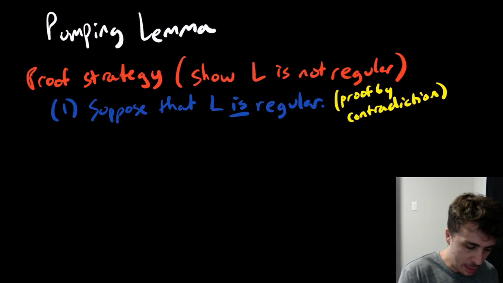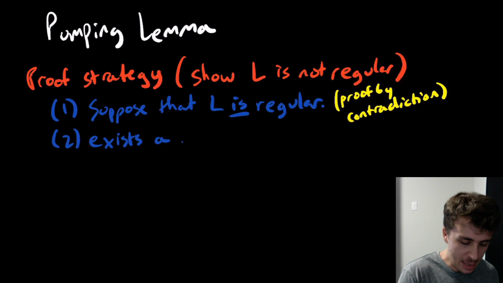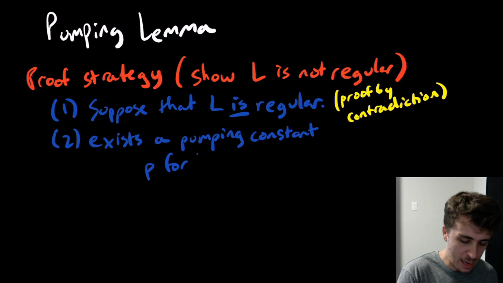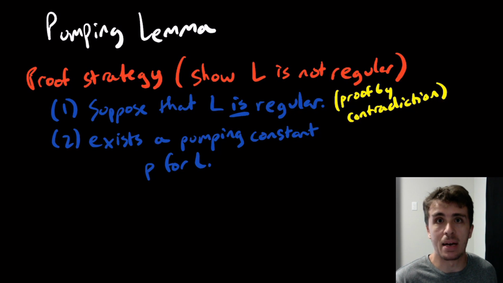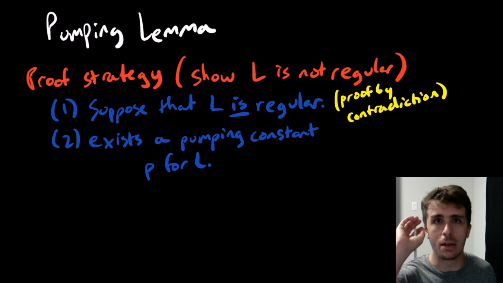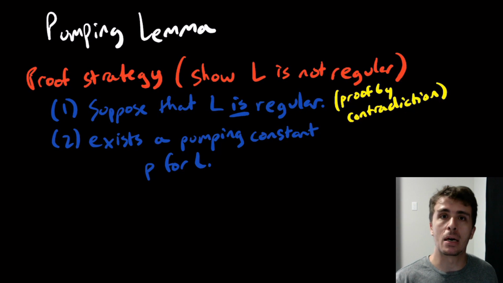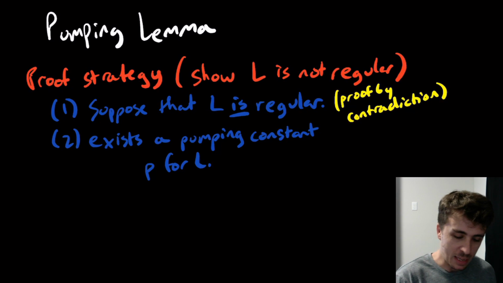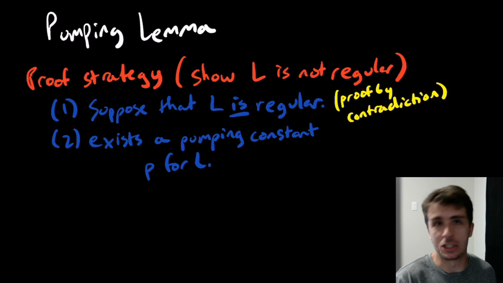So what are we going to do here? Then we know that there exists a pumping constant P for L, because that's what the lemma asserts. If the language is regular, there is a pumping constant. And if you remember, the pumping constant corresponds to the number of states in the DFA. Well, if the language is not regular, then this pumping constant can't possibly exist because there's no DFA for it.